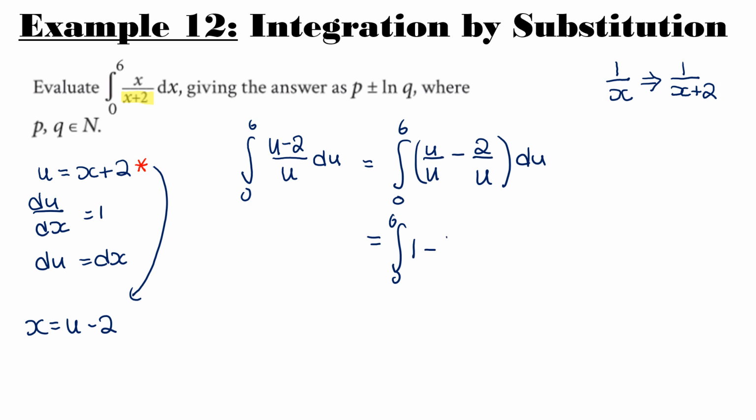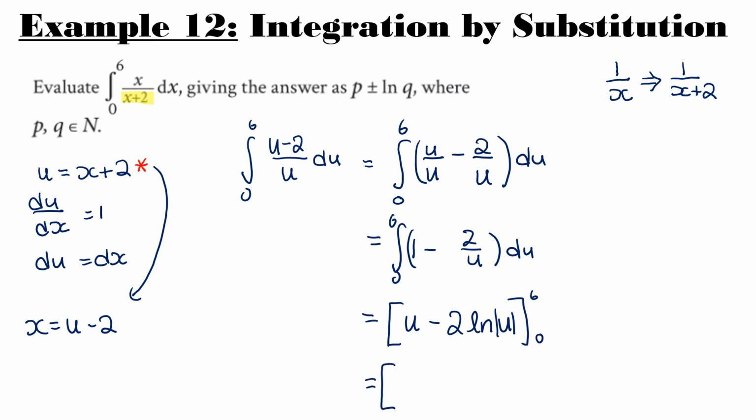It is 1 minus 2 over u du. Actually, we'll leave it as 2 over u because that's as it's in the log tables. So then integrate 1, that goes to u, minus 2 over u. That is like 2 times 1 over u, which is going to be 2 ln u. You can put in those absolute values. That's absolutely perfect. And that's between 6 and 0.